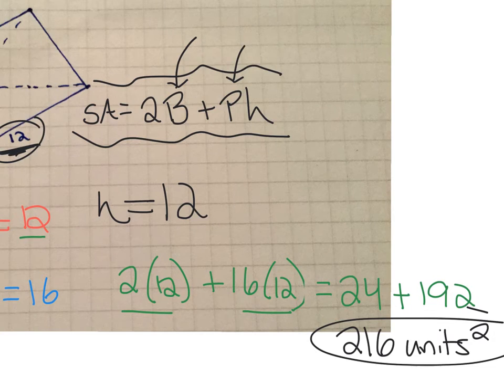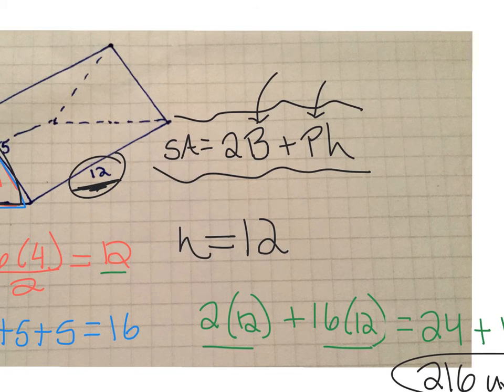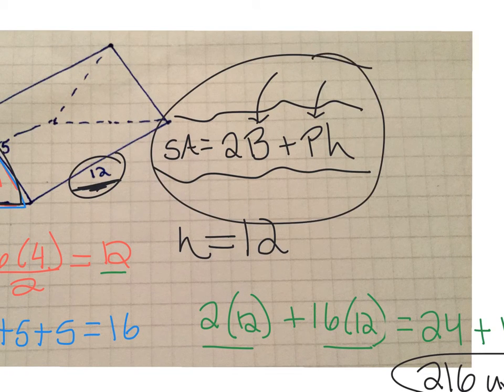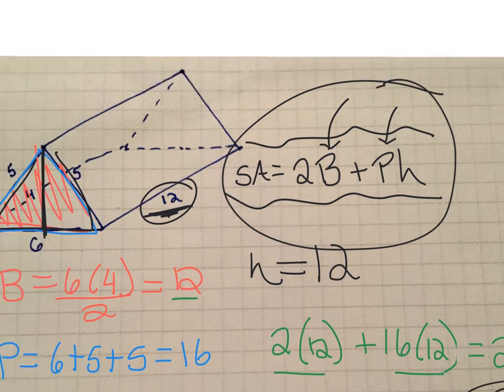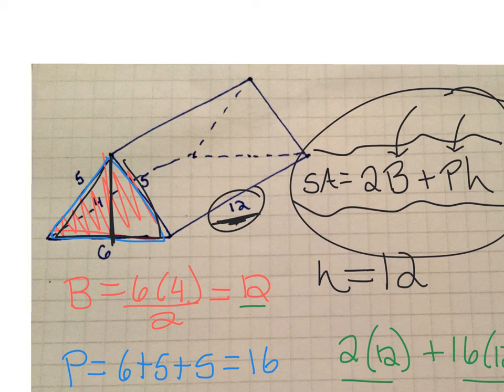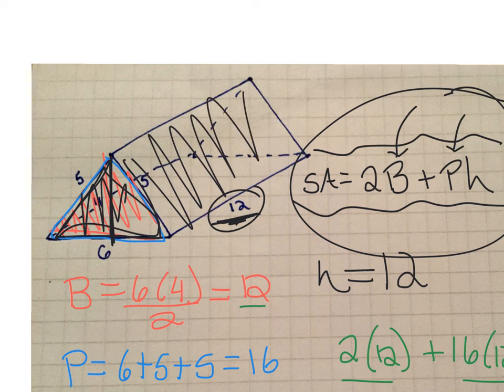So there is how you find surface area of prisms, both triangular prism and rectangular prism. You just have to decide if you like to use the formula or if you like the method of breaking your shapes and finding the area of each individual shape and adding them all up. So good luck with the lesson, and I will be interested to know which method you like better.